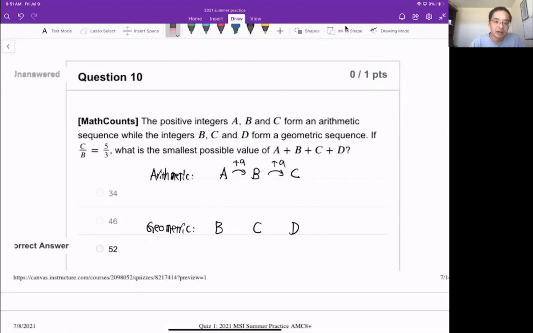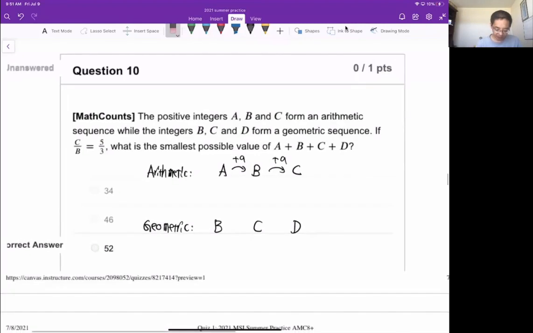Question number 10. The integers a, b, c form an arithmetic sequence, while the integers b, c, d form a geometric sequence.